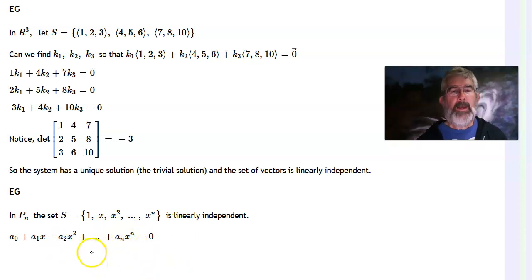All right. Anyway, there's the notion of independence. In the next video, we'll look at some more examples and some theorems about independence.